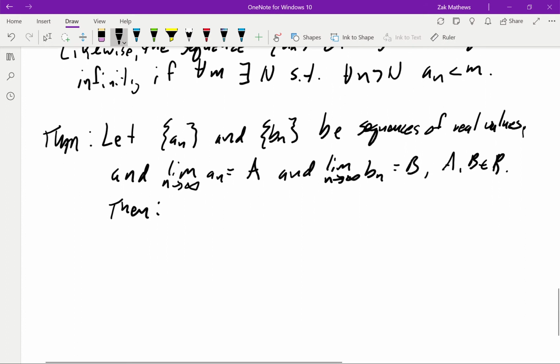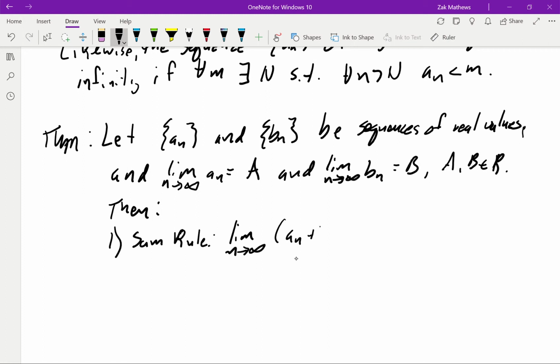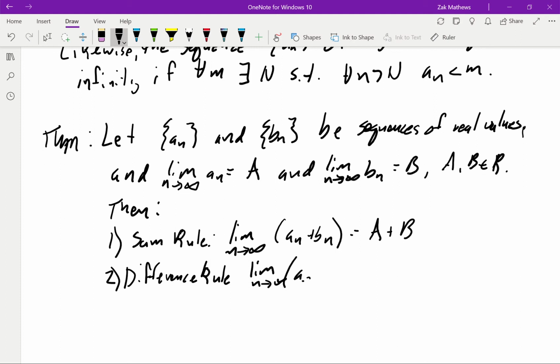well, one of our first limit rules was the sum rule. If we see that we have the limit as n goes to infinity of a_n plus b_n, we can break that up into two different limits, and that is just equal to A plus B. Likewise for the difference rule, we have the limit as n goes to infinity of a_n minus b_n. We can break that up into two different limits and just say it's A minus B.